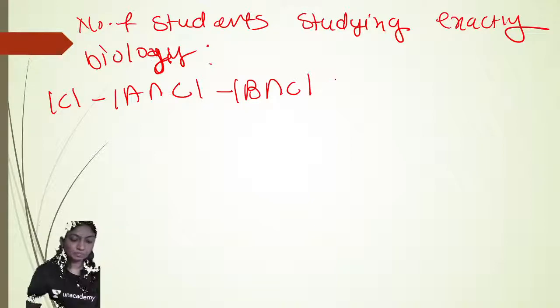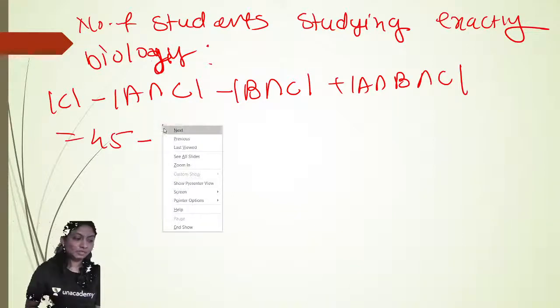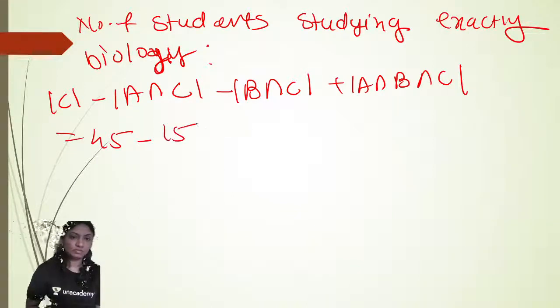plus cardinality of A intersection B intersection C is equal to 45 minus... the total number of students who study biology are 45, minus biology as well as physics. So 15 minus 10 plus 5. So you will get 25.